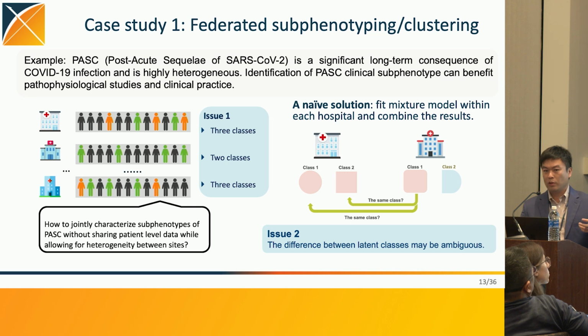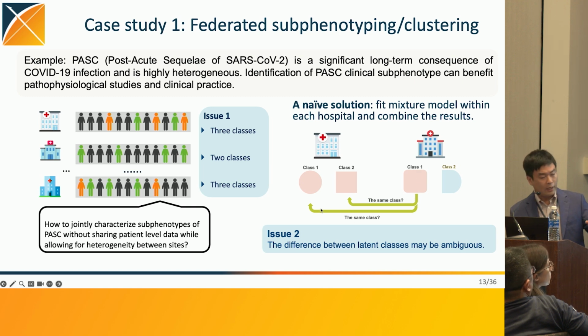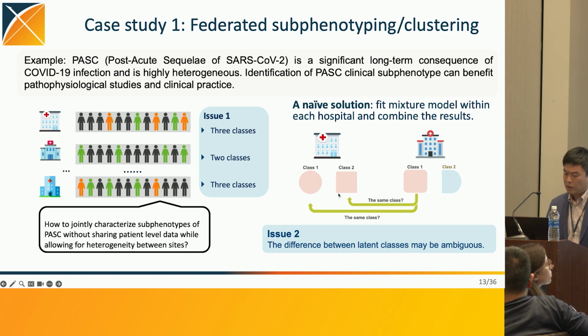That actually runs into two issues. One issue is that you may end up with a different number of clusters. How do you aggregate? The second issue is that a cluster you identified in the second hospital may be somewhat like the first cluster, or also like the second cluster. How do you communicate? How do you learn from each other, right?